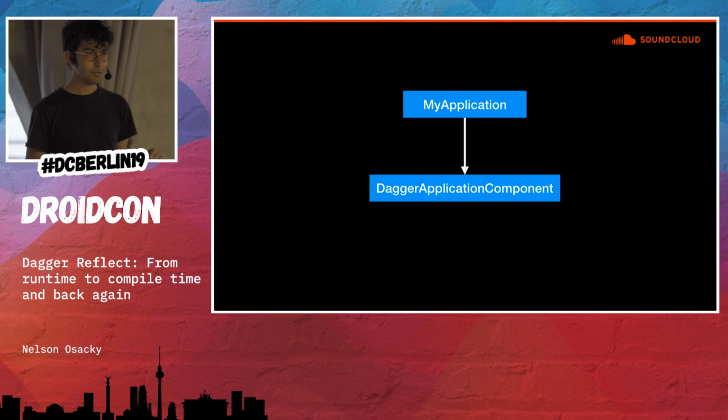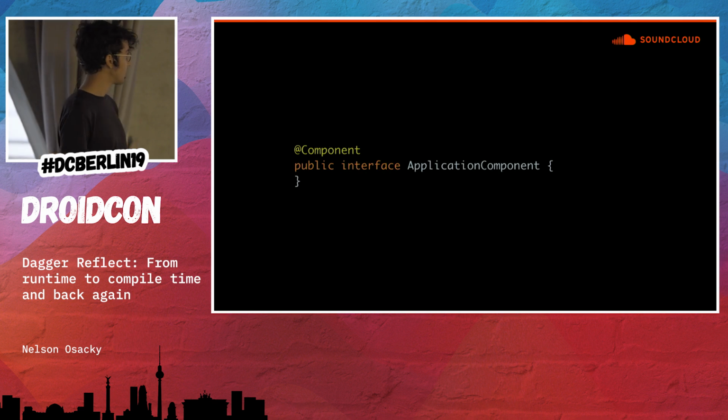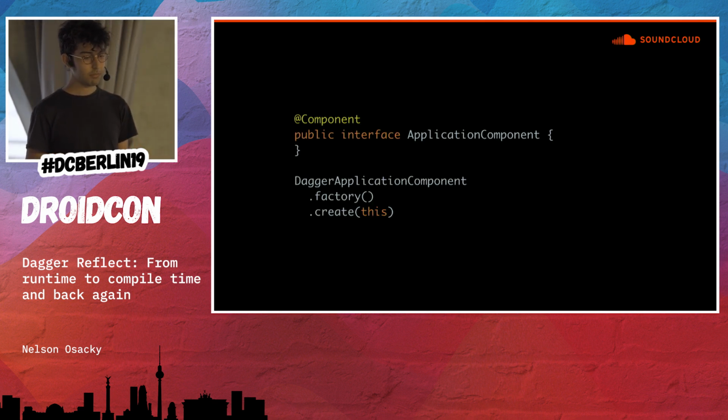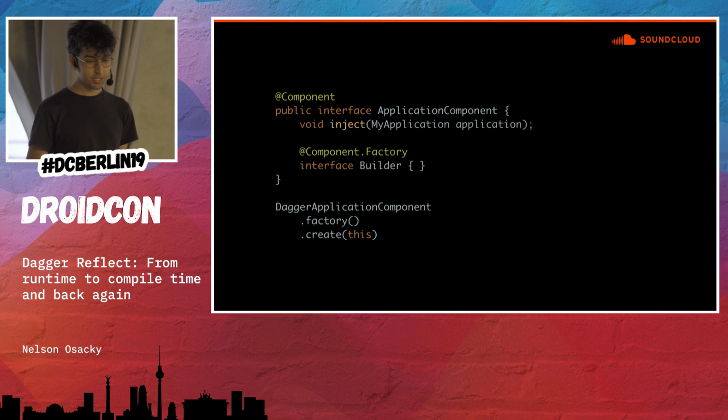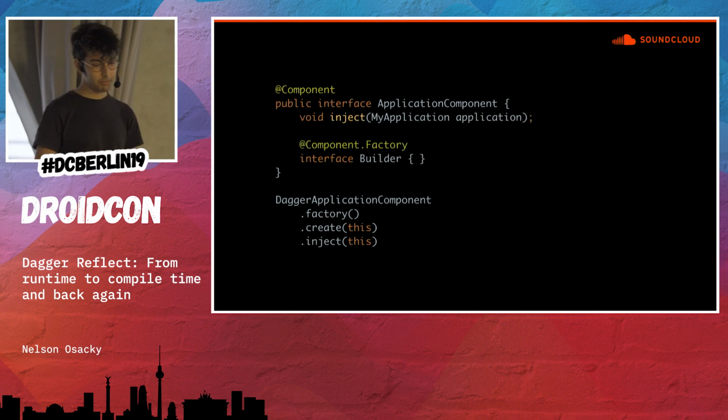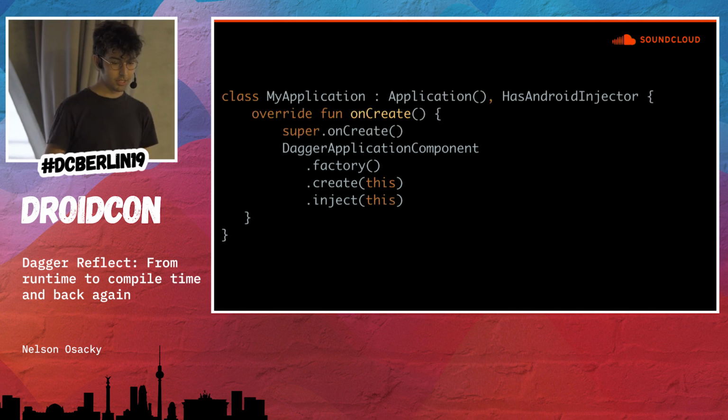So let's take a look at how it works under the hood. If you're using Dagger and you have your application class, the entry point into the dependency injection is the application component. And this is just a very simple class with the @Component annotation. And you call it from your application class using the factory method or the builder or whatever. This is what the builder would look like, and then you call inject to grab all the objects. This is what your application class looks like.